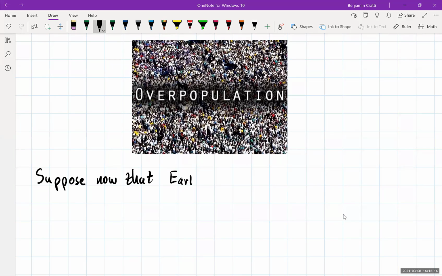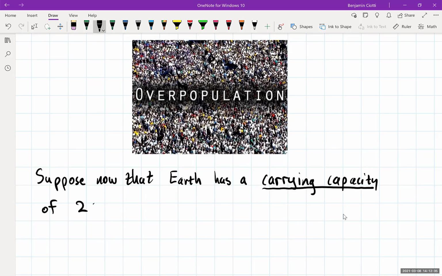that Earth has a maximum population of 20 billion. And we're going to call this the carrying capacity. And remember, I'm measuring things in billions. One second. Okay, so I'm now going to propose a new model.